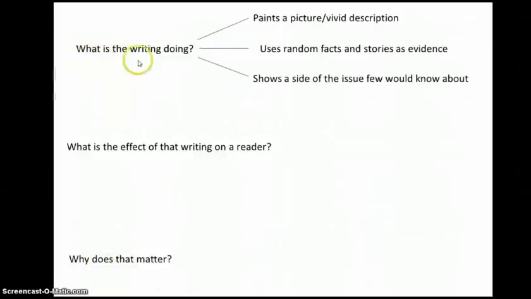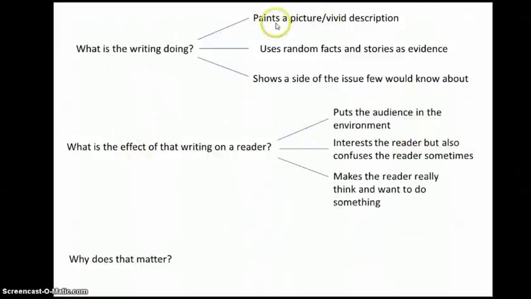When you identify what writing is doing, you're saying things like, here the writing paints a picture. Or overall, someone like Steven Johnson uses random facts and stories, okay, as evidence for all the things he's trying to prove. Okay? When you're explaining the effect of, let's say, a description that paints a picture, you say things like this. When writing paints a picture, it puts the audience in that particular environment. Okay? Or when a writer uses random facts, that writer tends to interest some readers, but also perhaps confuse other readers.